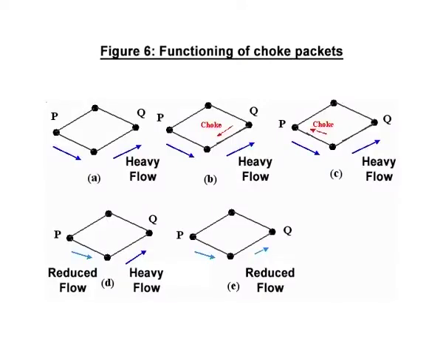The figure here shows the functioning of choke packets. In A, heavy traffic between nodes P and Q. In B, node Q sends the choke packet to P. In C, the choke packet reaches P. In D, P reduces the flow and sends a reduced flow out, and in E, the reduced flow reaches Q.